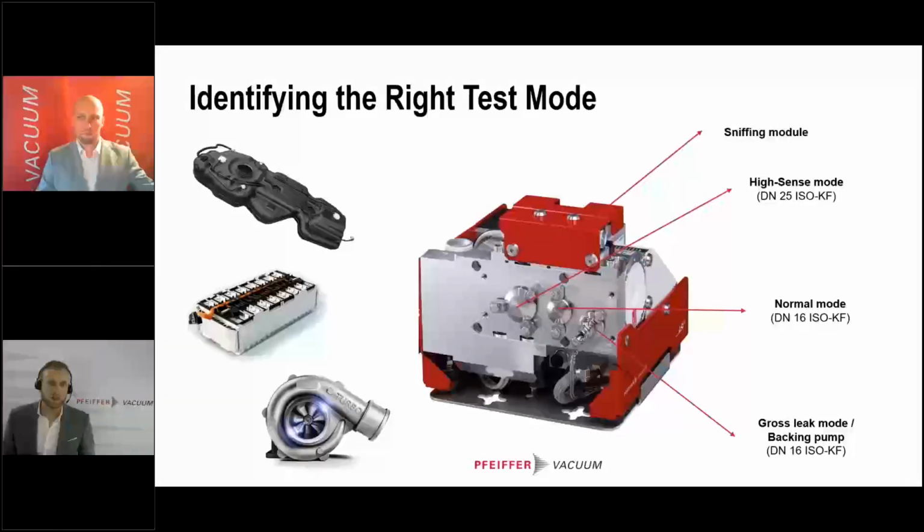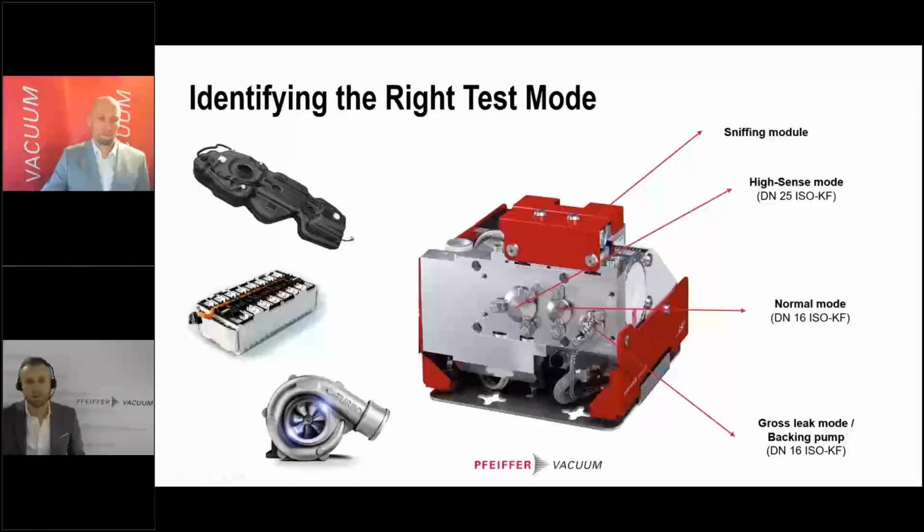After you have selected the right product, you need to think about which test mode you would like to operate in. This is usually dependent on the test object that you have. On the left side, you see some typical examples from the automotive industry: a fuel tank, a battery pack, or a turbocharger. Of course, depending on the quantity, the dimensions, and also the leak rate that you would like to test, you then need to select whether you want to test in the high sense mode or in the normal mode.